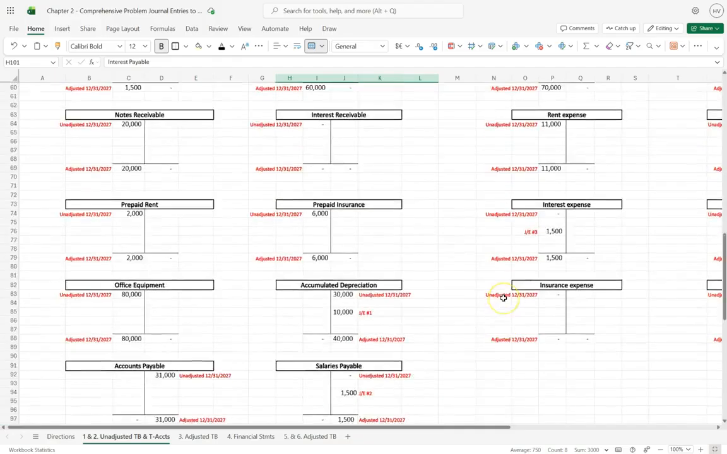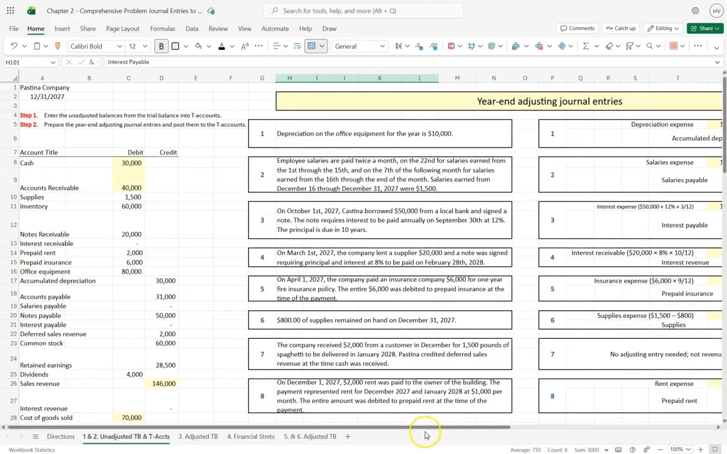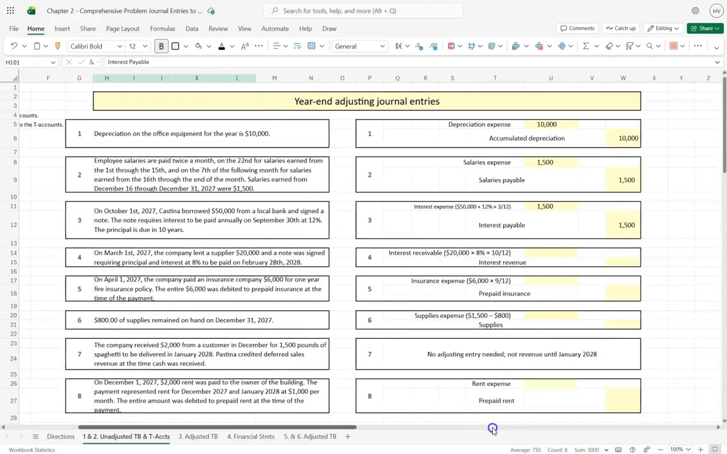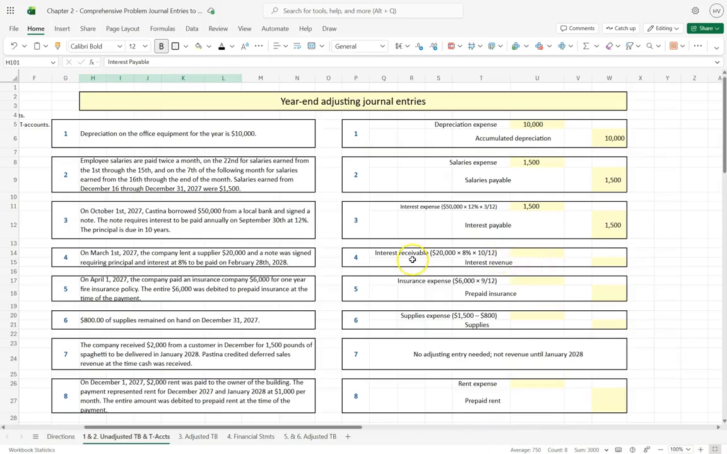Okay. Going forward, I'm not going to go through the posting of the T accounts for any more of these adjusting journal entries because I think it's relatively easy and self-explanatory. So we're just going to move through these next 6 entries.